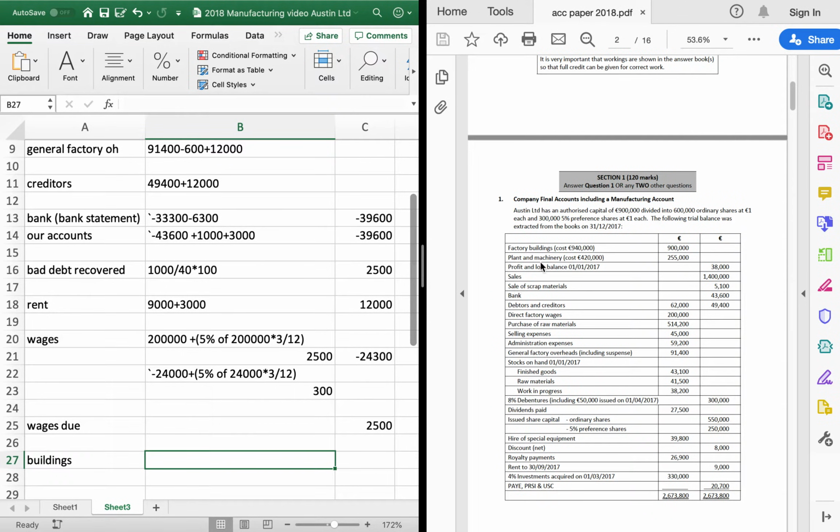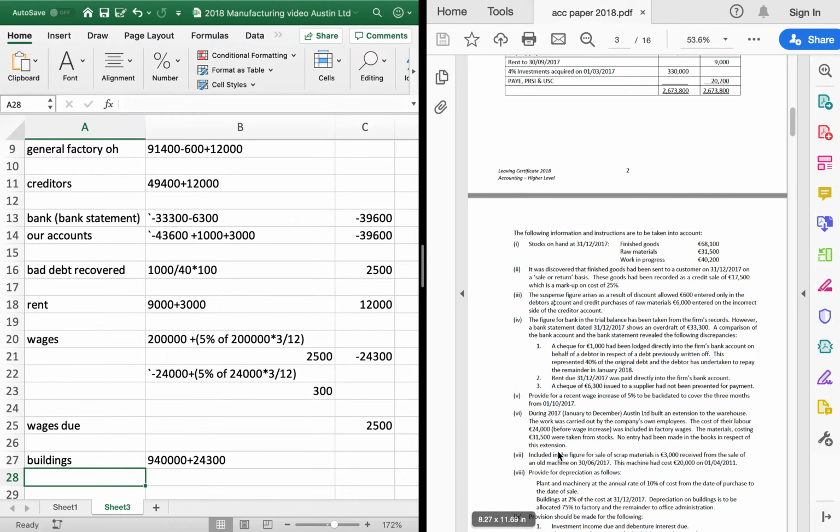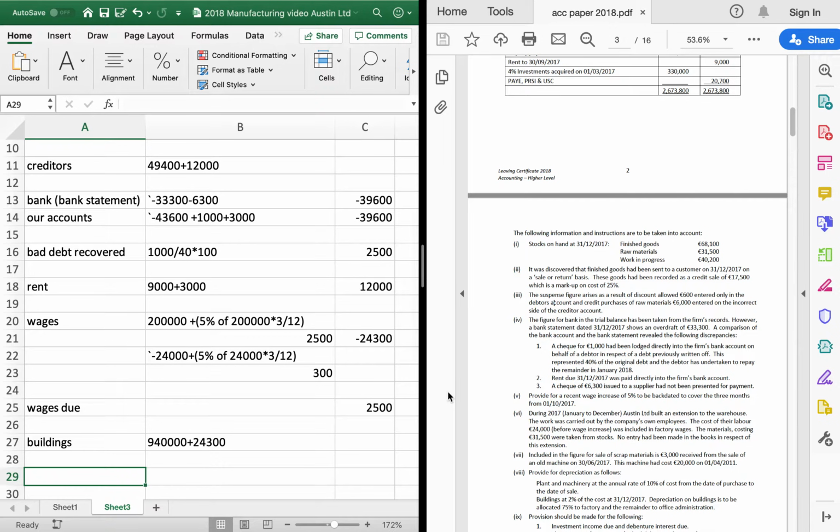So your buildings, your factory buildings are 940, and you have to add on the 24,300 onto that. Now, that would have thrown loads of people again, but it's just reading the thing carefully. It was giving you a clue around the wage increase there. The materials costing 31,500 were taken from stocks. It doesn't matter that they're stocks, that's purchases. So it's purchases of raw materials.